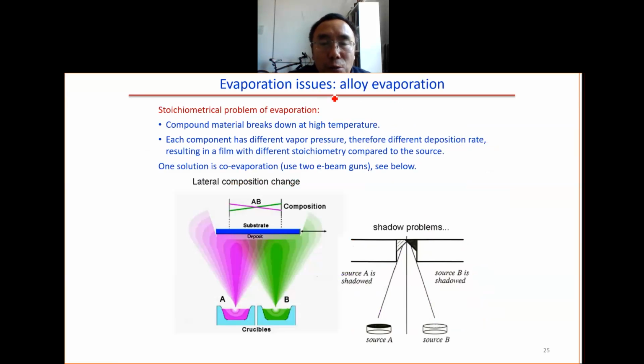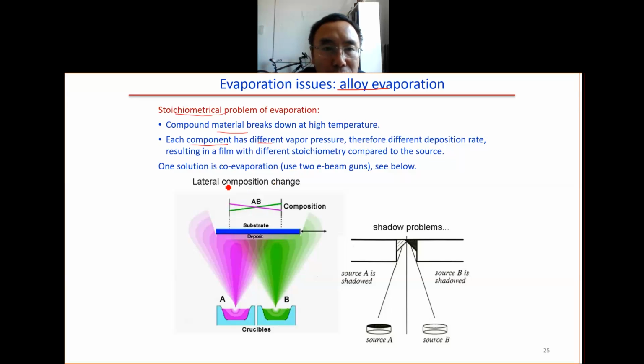So for the alloy, one problem for the evaporation is the alloy deposition. Normally, for the compound material, we have this stoichiometric problem, because the compound material will break down at high temperatures. Then each component will have different vapor pressure. Then the film composition will be different from the source composition.